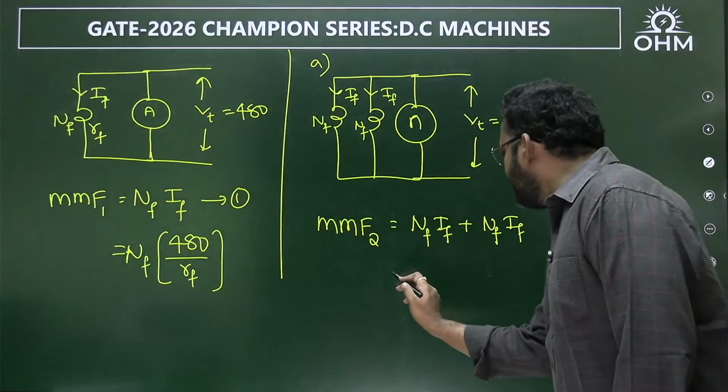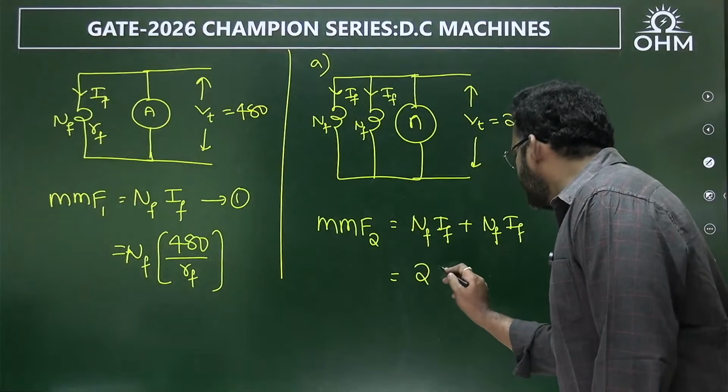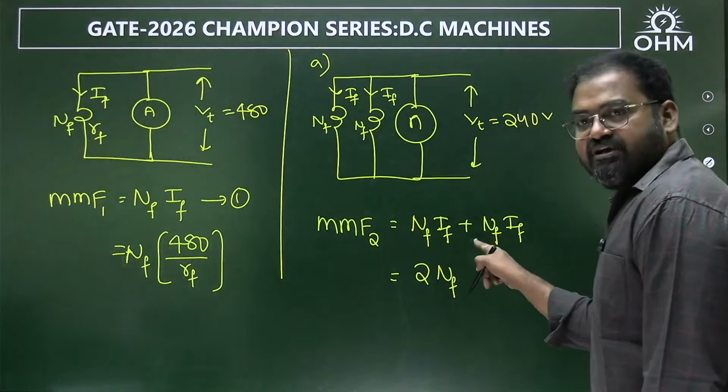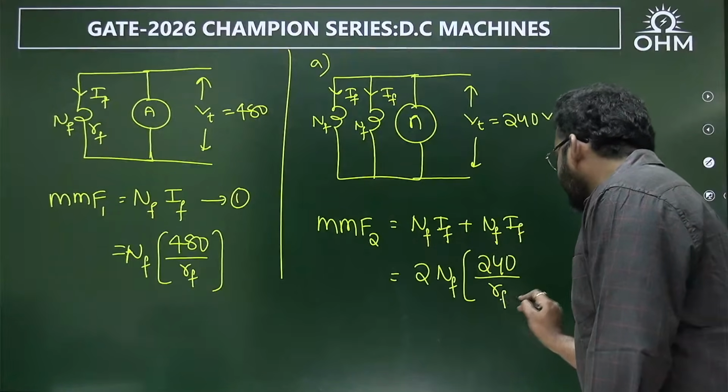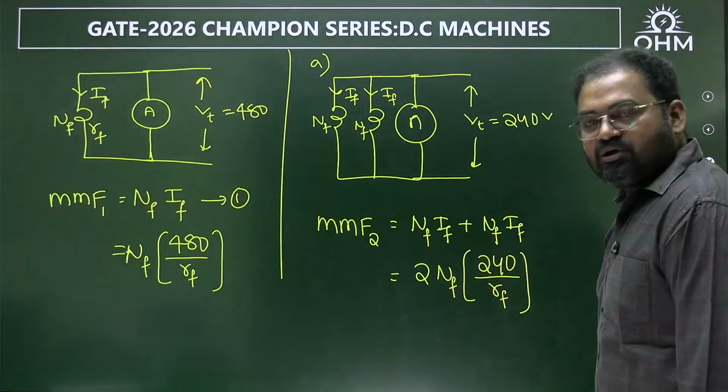You can take NF common. It is not 2 NF. Actually 2 NF into IF. What is IF? 240 by RF. What is 2 into 240? Is it not 480?